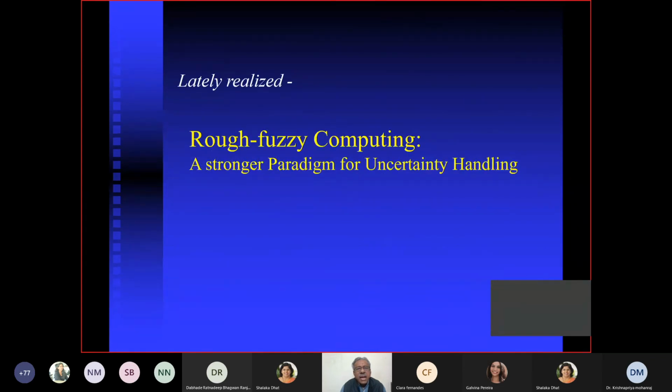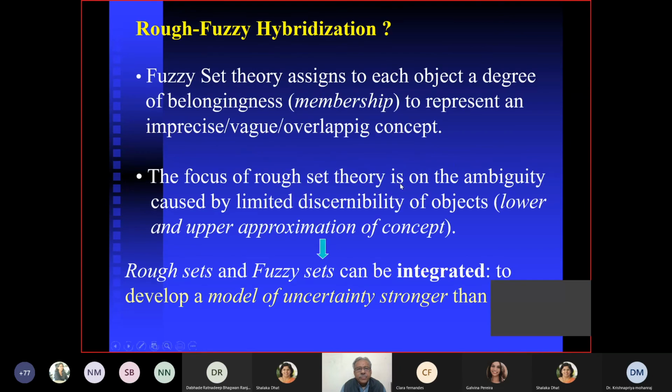Now, similarly, we lately realized rough fuzzy. Rough fuzzy was not there at that time. It is a relatively much newer topic. Neurofuzzy is a much older topic. Rough fuzzy, because rough set was not introduced as a soft computing tool at that time. We have a big contribution to this aspect. Rough fuzzy computing, a stronger paradigm for uncertainty handling.